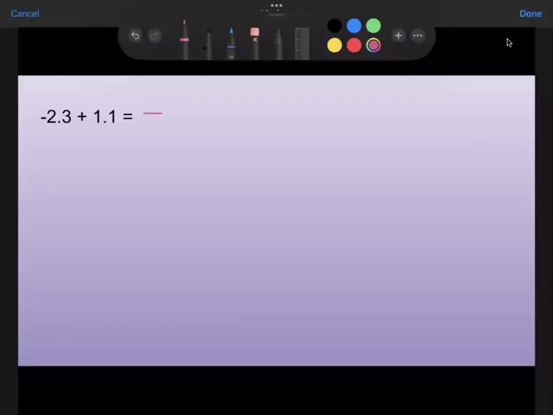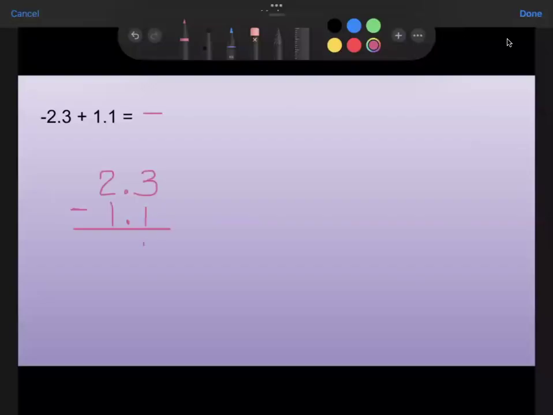Now our next step is actually to subtract those numbers. So I'm going to take 2.3 and subtract 1.1. Whenever you're adding or subtracting decimals, you have to keep them lined up by their place value so that the decimals are all on top of each other. Now I'm going to ignore the negative part for now. All I'm going to do is focus on subtracting 2.3 and 1.1.